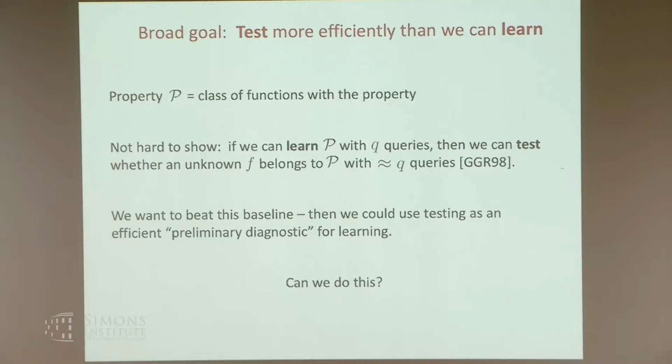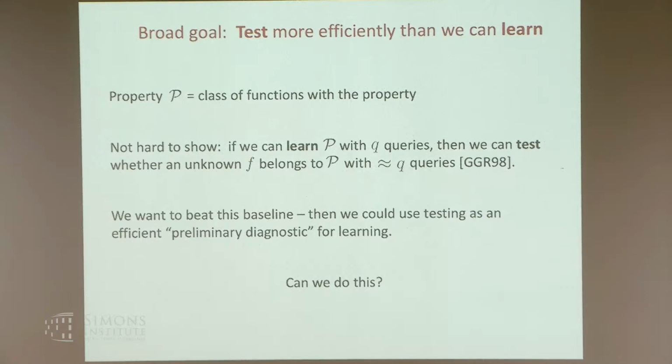Good. So just a quick statement about what we'll be shooting for, a benchmark of a good property testing result. Like I said, we can think of a property as corresponding to the class of all functions that have the property. It's a well-known result from the 90s that if you have a learning algorithm for the class for this property P, which can learn any function in the class with Q queries, then we'll also have a testing algorithm which can succeed with Q queries. It's a simple transformation.